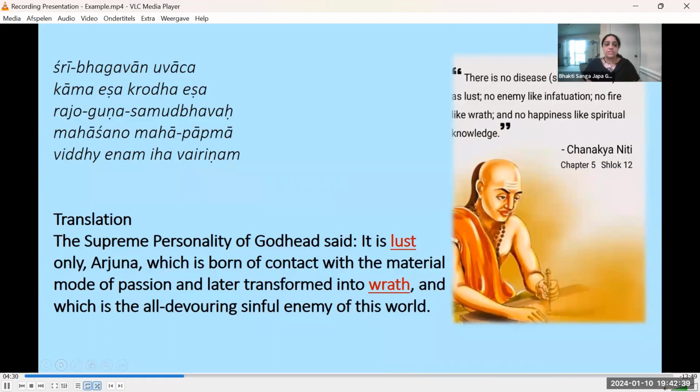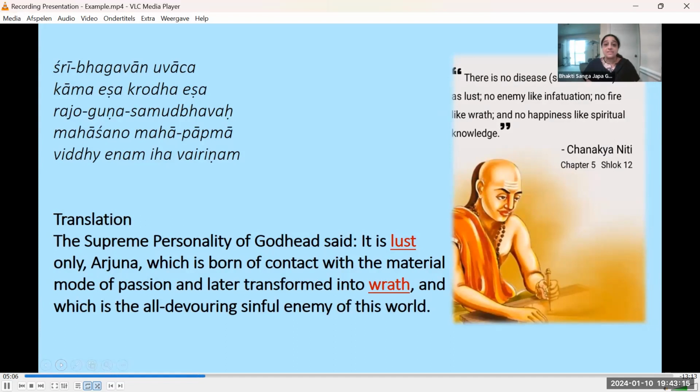Sri Bhagavan Uvacha: Kama esha krodha esha rajo-guna-samudbhavah, mahashano maha-papma viddhy enam iha vairinam. The translation is: the Supreme Personality of Godhead said, it is lust only, Arjuna, which is born of the contact with the material mode of passion and later transformed into wrath, and which is the all-devouring sinful enemy of this world. So the answer given by Krishna is that it is lust.